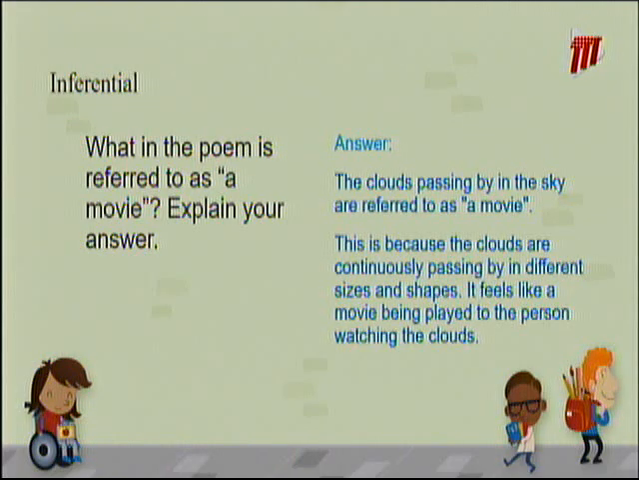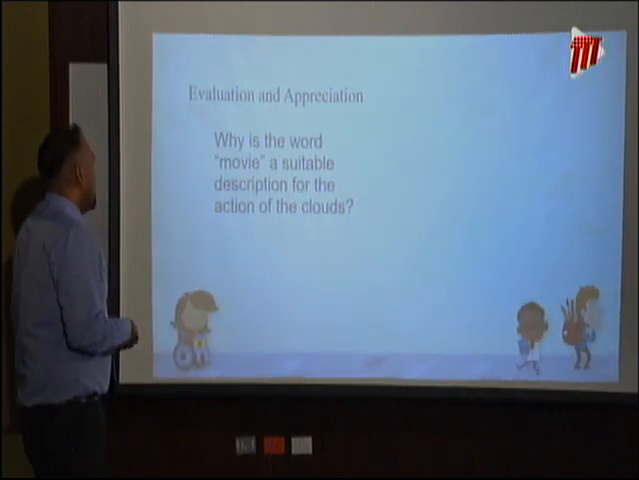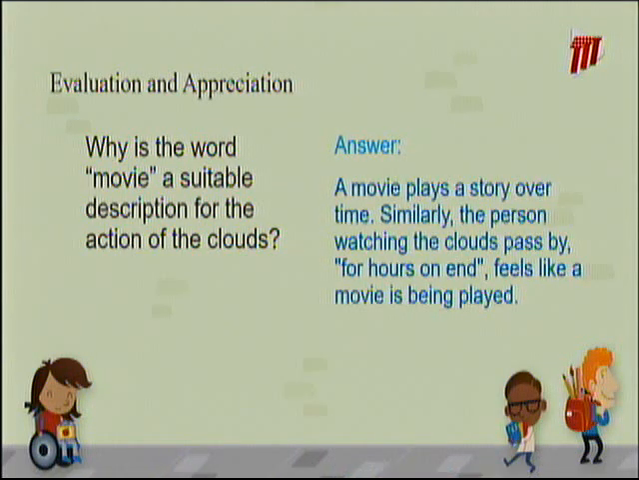Let's take a look at our answer. The clouds passing by in the sky are referred to as a movie. This is because the clouds are continuously passing in different shapes and sizes. It feels like a movie is being played to the person watching the clouds. Let's have a look at an evaluation appreciation question. Why is the word movie a suitable description for the action of the clouds? Well, the word movie is a suitable description for the action of the clouds because a movie plays a story over time. Similarly, the person watching the clouds pass by for hours on end feels like a movie is being played.